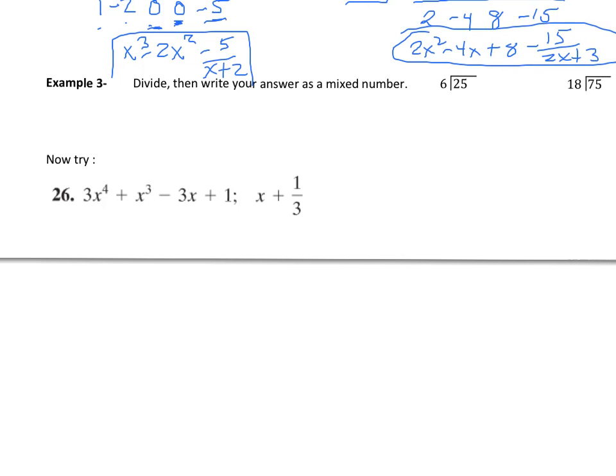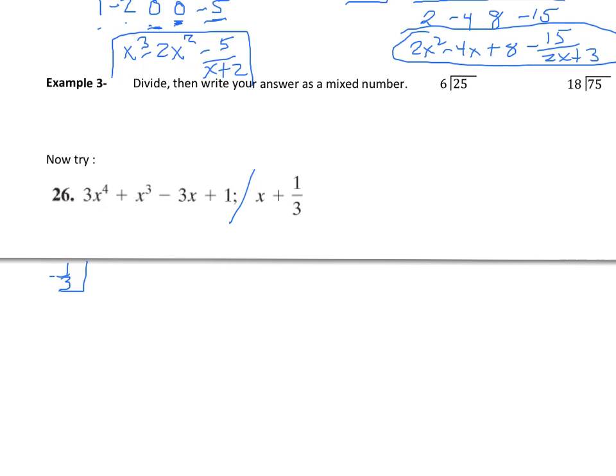Okay. So again, let's see. What number is going to go in our box here? Negative 1/3. Oh, that's division. Oh yeah, this is supposed to be a divide sign right here.